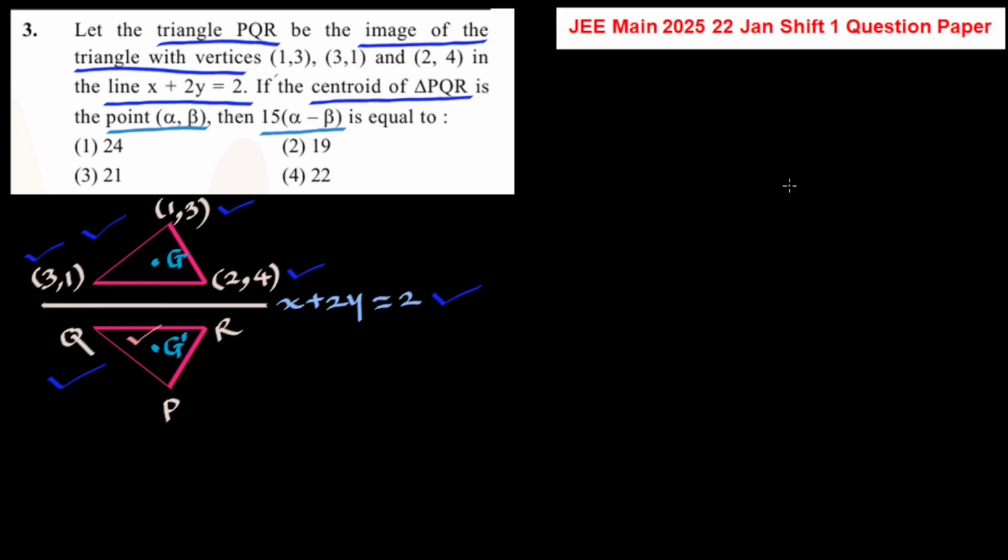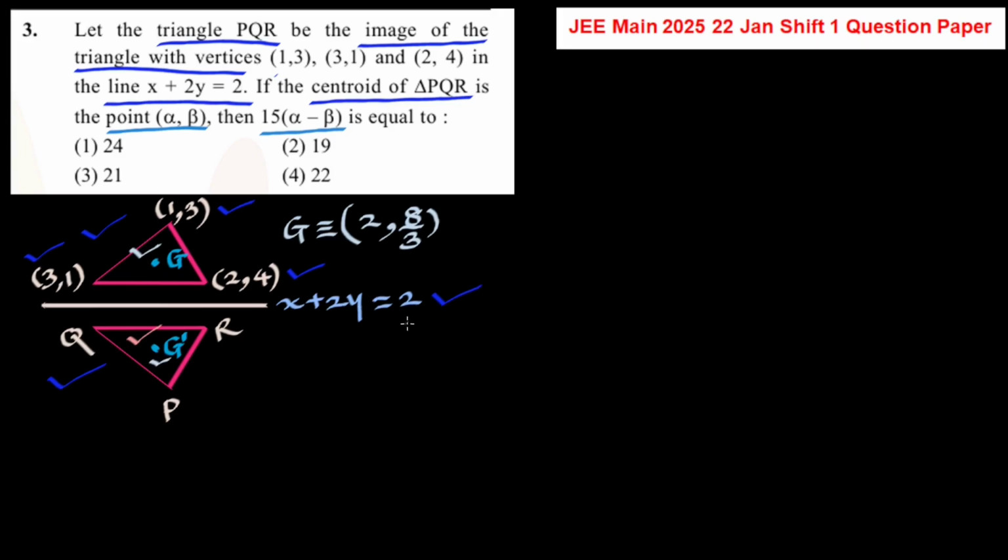First, we will find the centroid of the triangle G whose vertices are given. So G will be (1 plus 3 plus 2) upon 3, which is 6 upon 3, that is 2, comma, (3 plus 1 plus 4) upon 3, which is 8 upon 3. We use the formula to find the image of G, which is G dash, in the line x plus 2y equals 2.